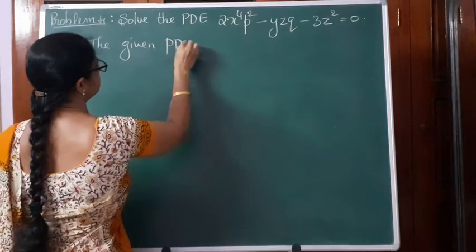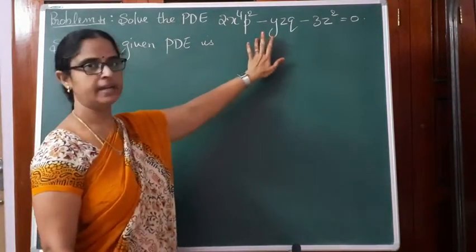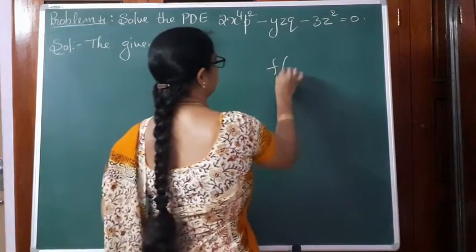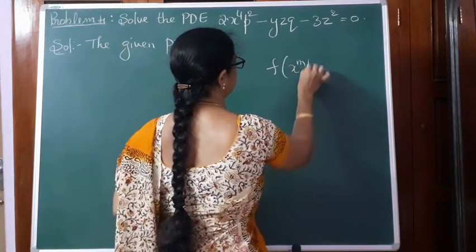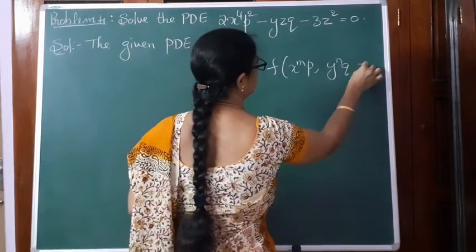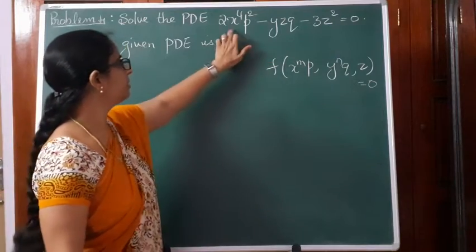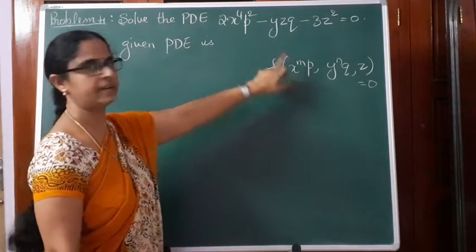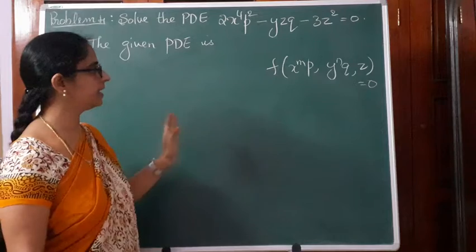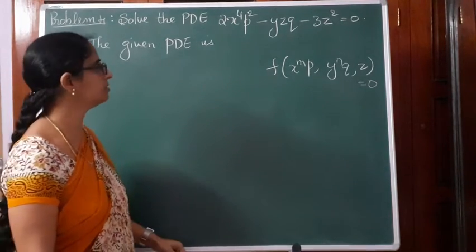How can we write this partial differential equation? We express that such that it is of the form f of x^m p, y^n q, and z, because we have z here. It may be reduced to this form. So we try to write the given partial differential equation in this form: a function of x^m p, y^n q and z is equal to 0.